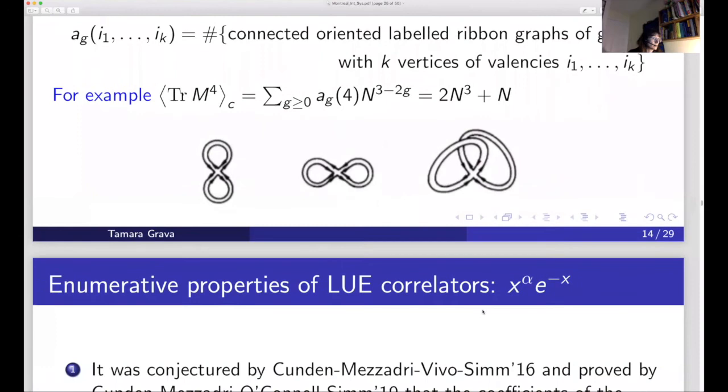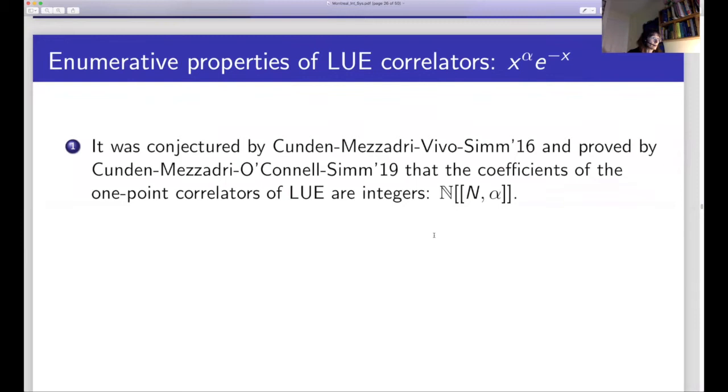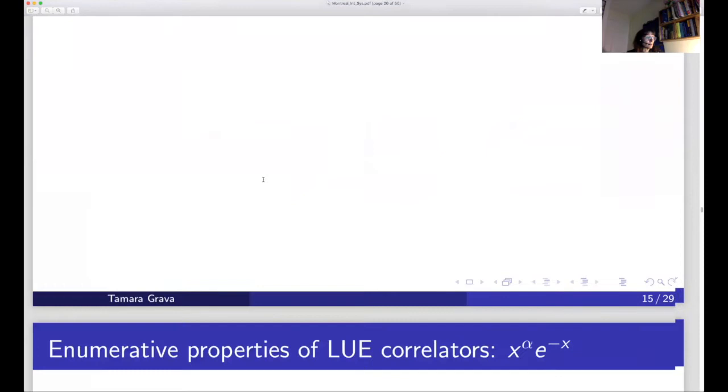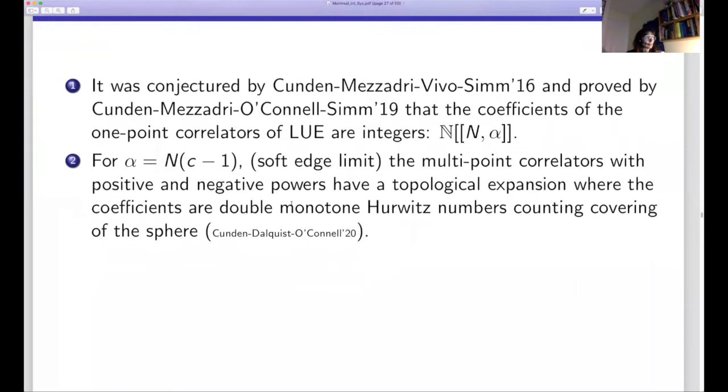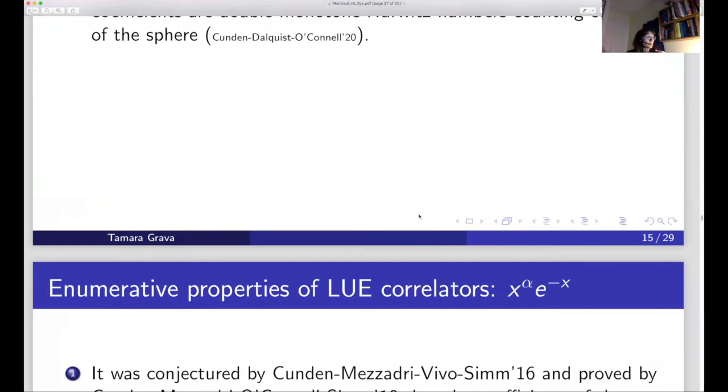So let's look at LUE. LUE started in 2019, and actually first, in a work in 2016 by Cunden, Mezzadri, Simm and Vivo, they calculated with a formula the first few coefficients of the trace of the Laguerre unitary ensemble, and they observed they were all integers. So they conjectured that they were all integers, and then they showed that one-point correlators were all integers. So the question is, are all the multipoint correlators integers? And the answer is yes, and they are integers because they are counting double monotone Hurwitz numbers.